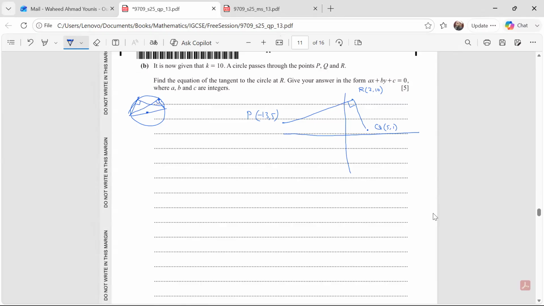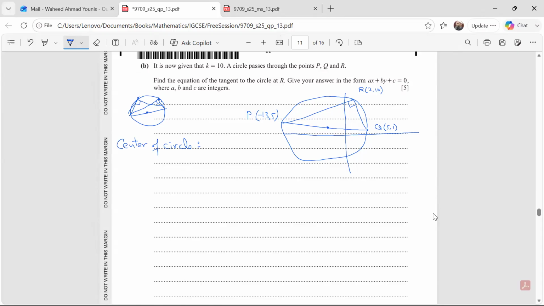So if it is a right angle, and there's a circle passing through these 3 points, the circle is passing like this, right? And if it is a right angle, then I conclude that the center of the circle is over here. So I can find the center of this circle by the midpoint of P and Q.